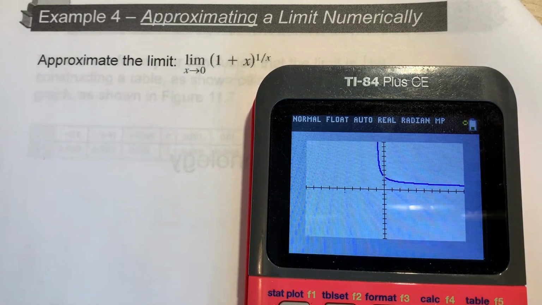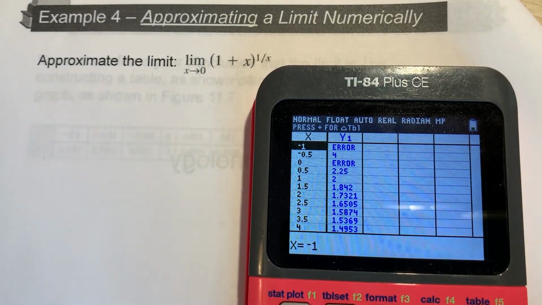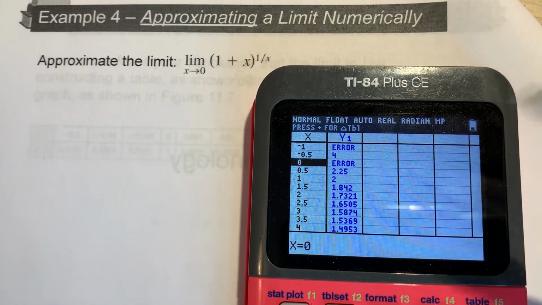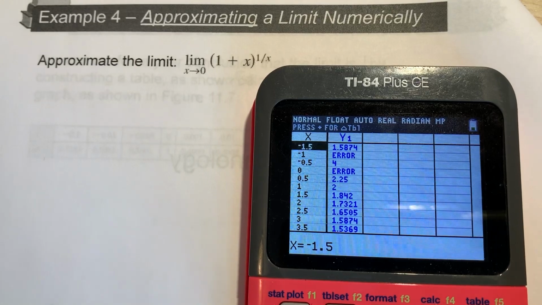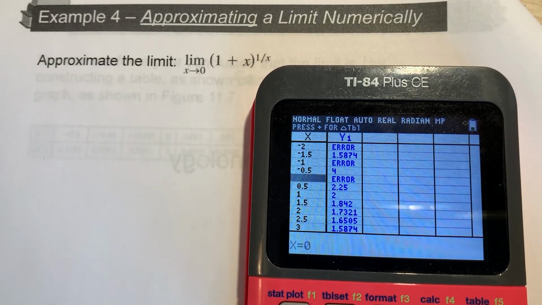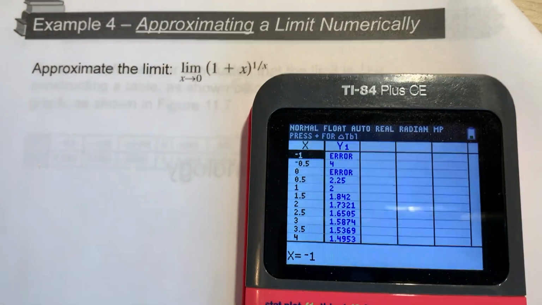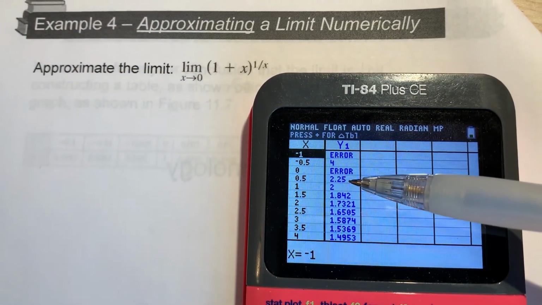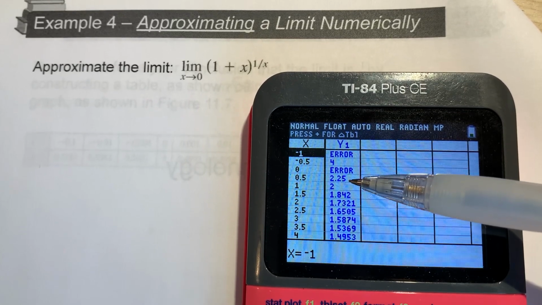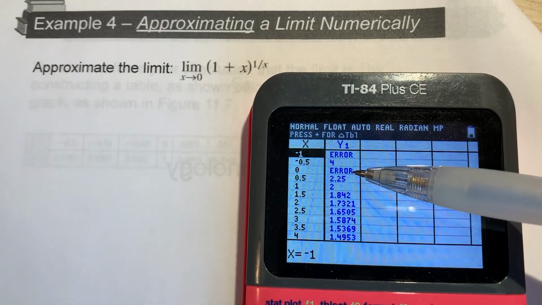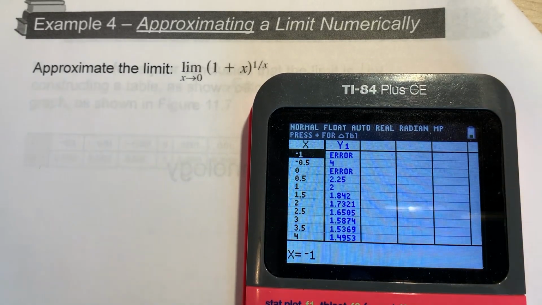I'm going to go to my table, which is also in this slide, and you will see when x equals 0, the function is undefined. It's also undefined at some other numbers up here. But to the right of 0, it is defined. Let's look at right around 0. At a half, it's 2.25. At -1/2, it's 4. I might want to change my table.